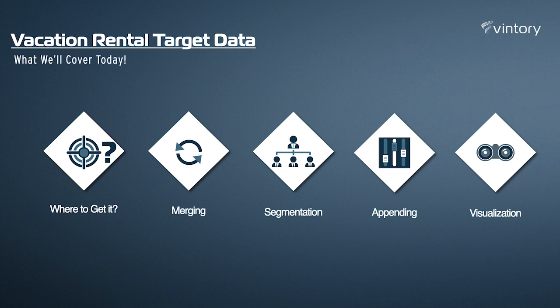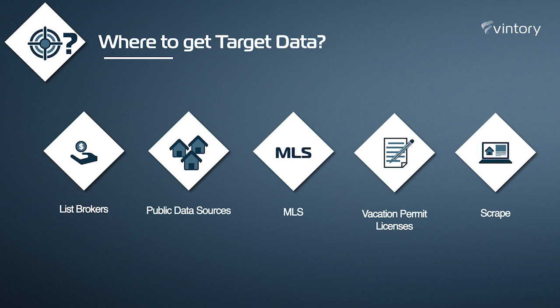So let's get started. So first off, where can you get target data? And there's tons of different sources. The first one would be list brokers, right? So there's tons of them out there. There's companies such as Exact Data, there's Info USA, there's hundreds of others out there. But the key is what you want to look for is absentee owner data. So absentee owner data is data where the property address and the mailing address are different. And usually this is a good indicator that it's either their second home or their real estate investor.